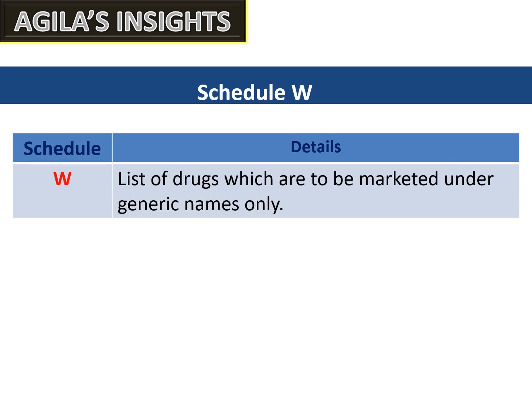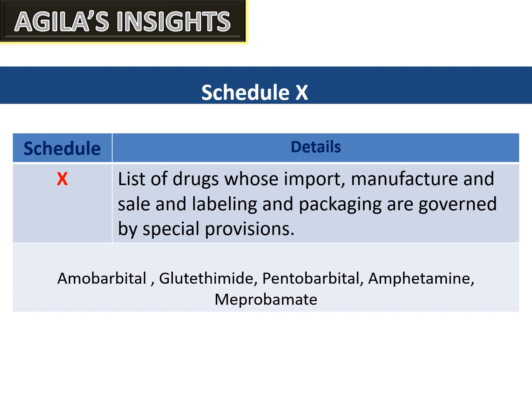Schedule W lists the drugs which are to be marketed under generic names only. Schedule X lists the drugs whose import, manufacture, sale, labeling and package are governed by special provisions. Any stereoisomeric form of the substance specified in this schedule, any salt of the substance and preparations containing such substances are also covered by this schedule. Example, amobarbital, glutathione, phenobarbital, amphetamine, meprobamate, etc.